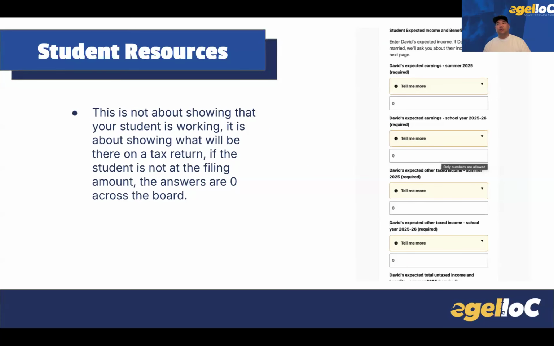It also asks about student resources, like how much the student expects to earn in this year, in that year. Taxed income, untaxed income, all these different things. But across the board, again, unless your student is making $50, $60, $70,000 a year working part-time, everything should just be zero here.